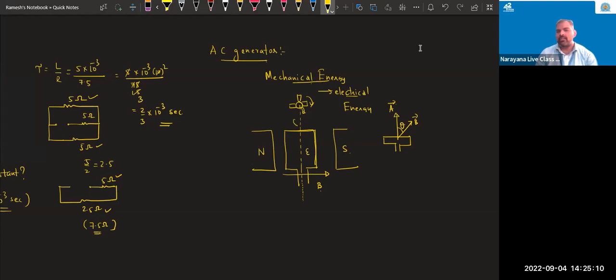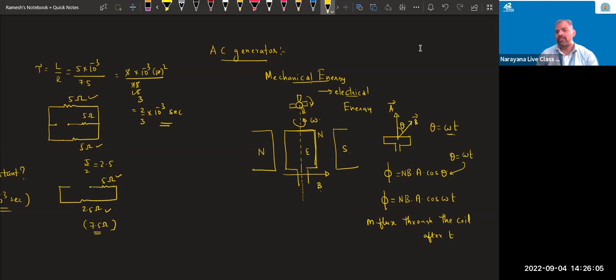So this coil is rotating with some angular speed omega. What is the angular displacement after t seconds? Angular velocity into time t. So at this moment, what is the flux passing through the coil? B into A into cosine of theta. Theta is nothing but the product of angular velocity into time taken. So the total flux passing through this coil is B into A into cosine of omega t. If N number of turns are there, you must multiply with N also. This is the magnetic flux through the coil after t seconds of time.